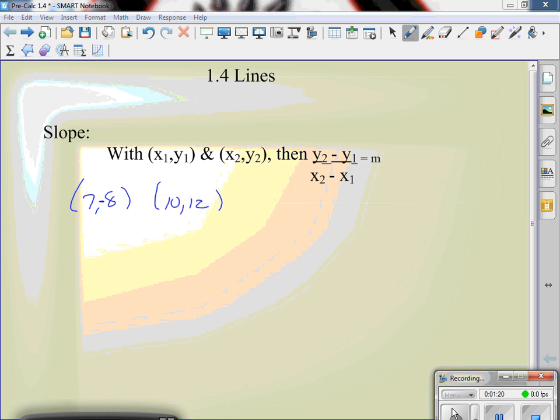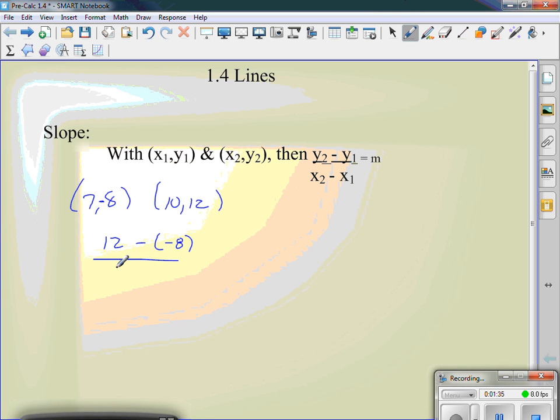Find the slope of these 2 points. What's the slope of the line between these 2 points? What are my y values? 12 minus negative 8 over 10 minus 7. What's 12 minus negative 8? 20. What's 10 minus 7? 3. My slope is 20/3.